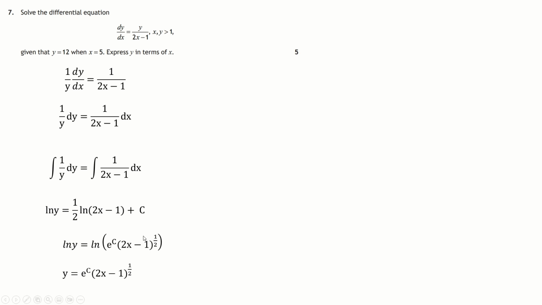From there, you want to solve for a constant term. So you just shove in x equals 5, y equals 12. And it's relatively straightforward to find c. c is ln 4. And then e to the power of c is e to the power of ln 4, which is just 4. So your final answer is this.